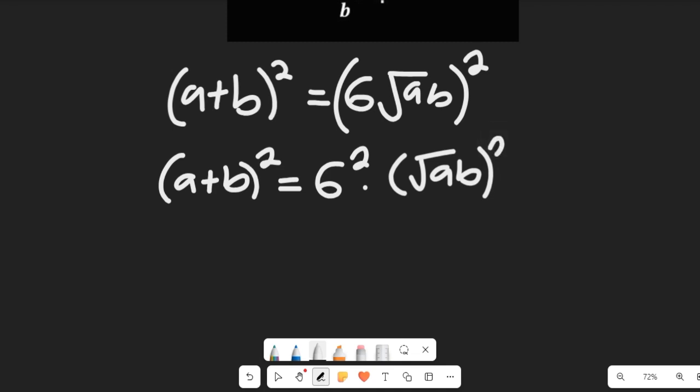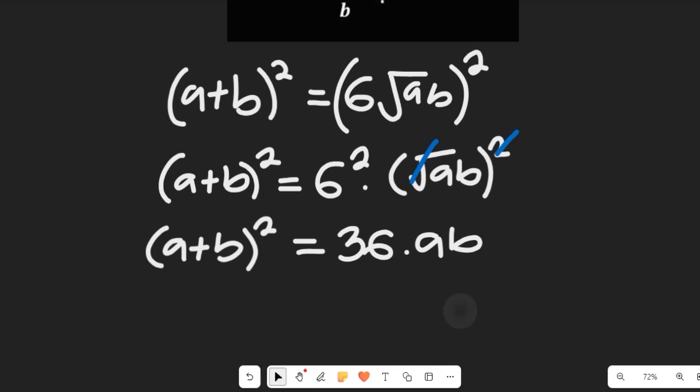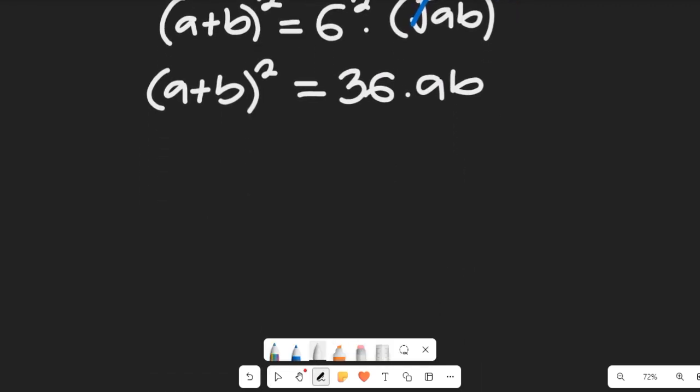all squared. Now from this expression, the square root will clear off the square, and this will be equal to 6 squared, which is going to give me 36. So I'll have my 36 here multiplying ab, and over here I'll have my (a plus b) all squared. Cool. Now let's see how we'll expand this.